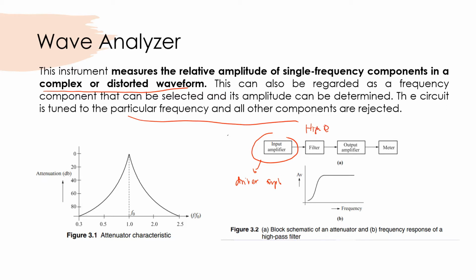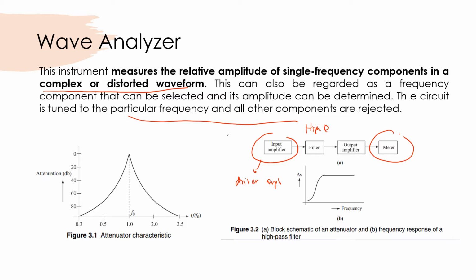And then the signal that we want to analyze is already filtered in this high Q filter, then the signal comes to the output amplifier or the final amplifier stage and is then given to the meter for the analyzer.